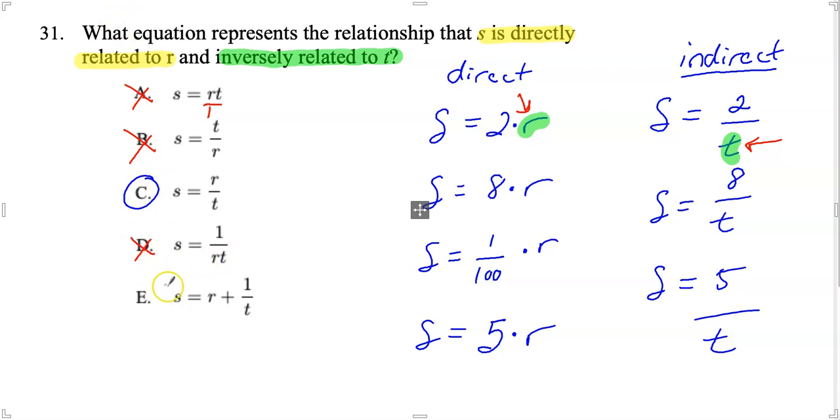E's a little trickier. The reason this doesn't work is because we have addition. And whenever you're dealing with addition, it does not represent direct or inverse relationships. So the reason E's gone is because of this addition sign. So in short, when you see directly related, think multiplication, R on top, and when you think inverse relationship, think division or T on bottom.